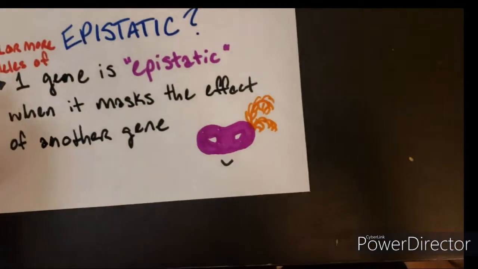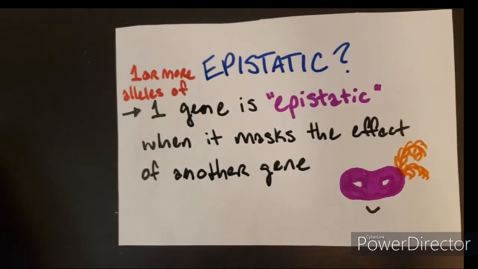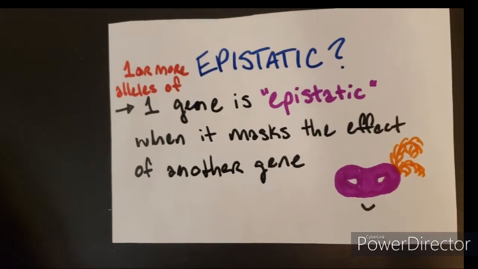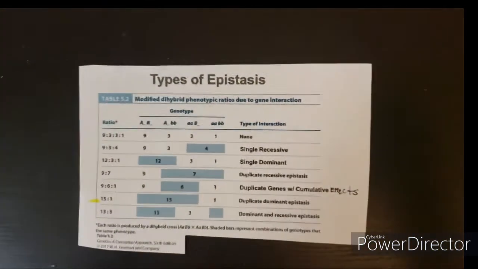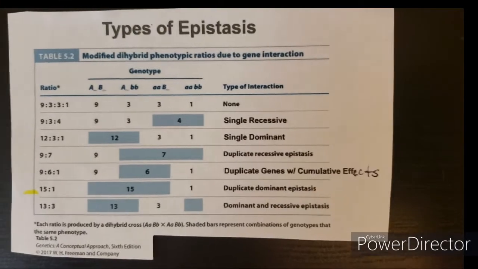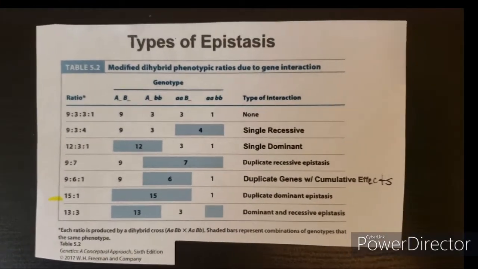So when can these alleles or genes be considered epistatic? Epistatic is when they mask or modify the effect of another gene. This can be compared to dominance of alleles, like capital A versus lowercase a. So the types of epistasis are many, and this depicts just 6.